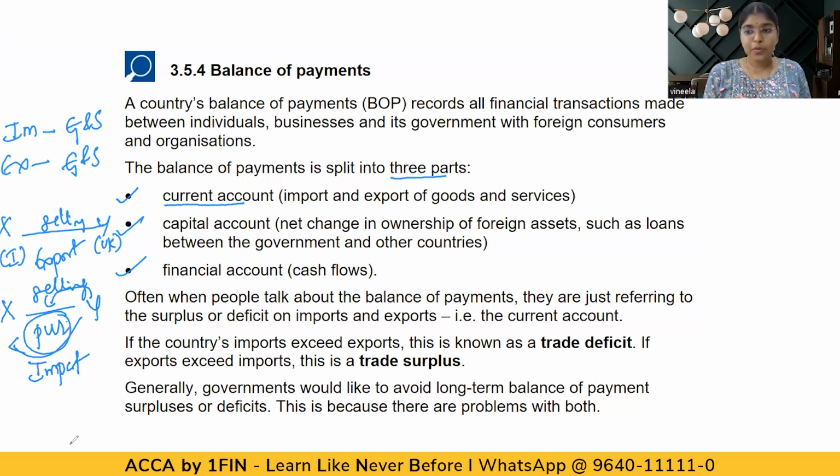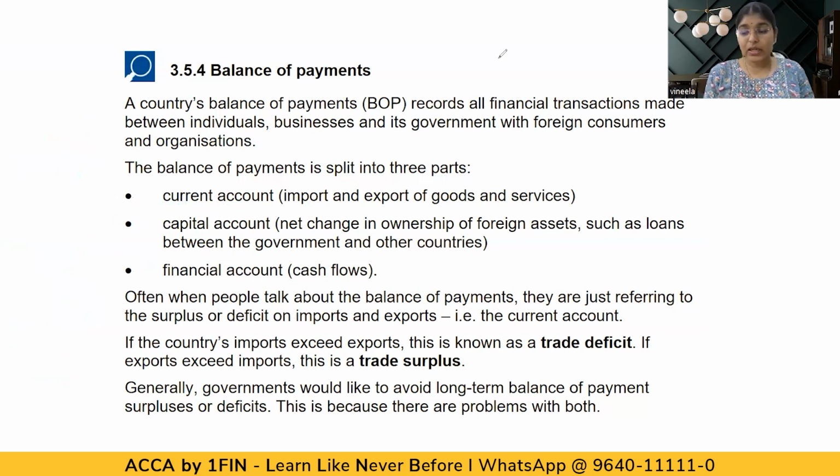So import or export can happen either in the form of goods or in the form of services. This combination of import and export of goods and services with people in a foreign country by the people in the home country will form part of your current account. So daily sales will happen, daily purchases will happen. That means daily imports and exports will happen between our home country and foreign country. So that's why it will form part of your current account.